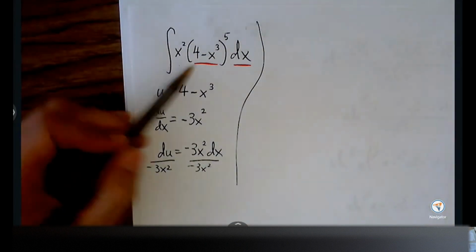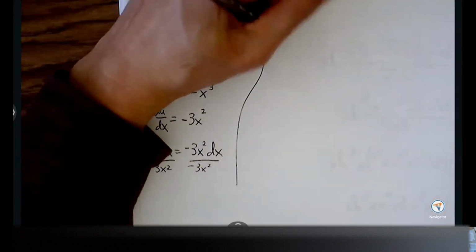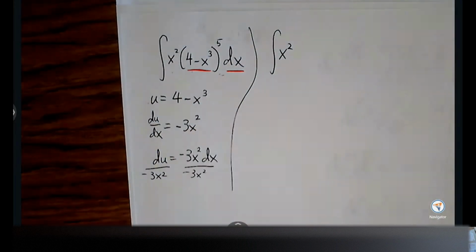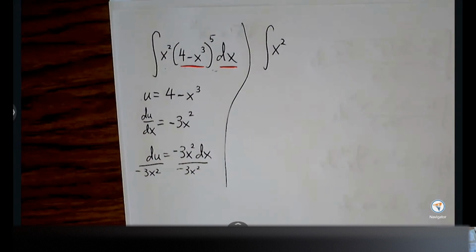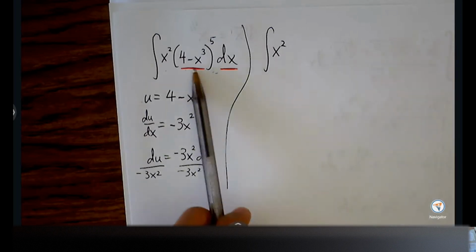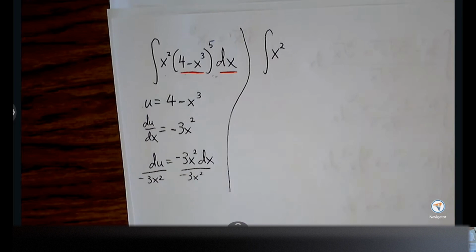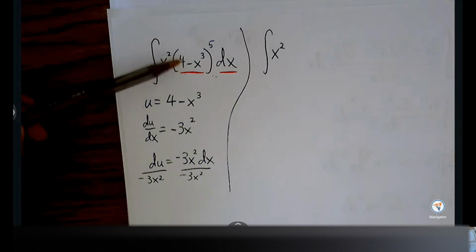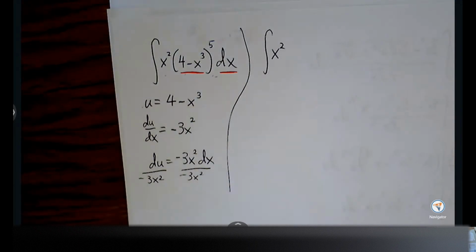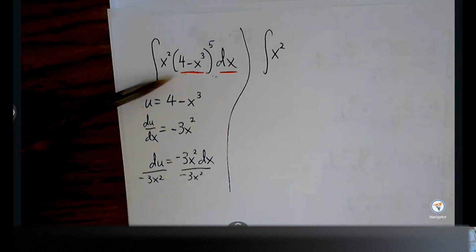So let's make our substitution. Okay, what can I replace the 4 minus x cubed with? What do you think, Thomas? What can I replace the 4 minus x cubed with? Is there something that is also equal to 4 minus x cubed?